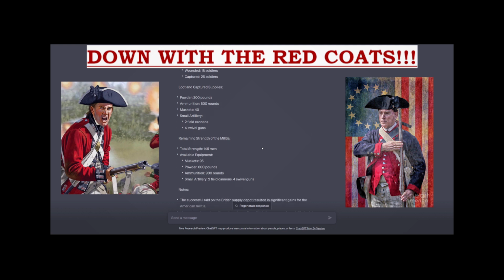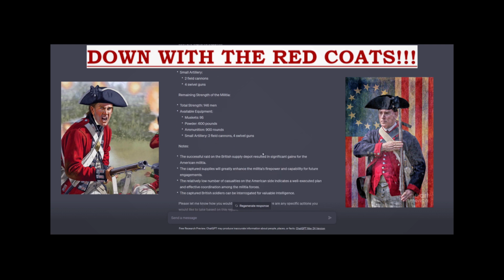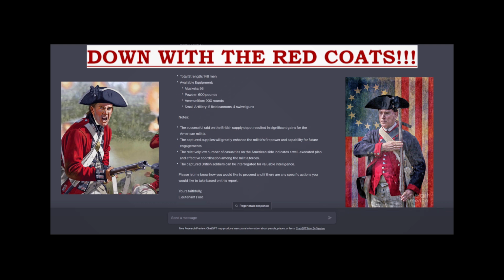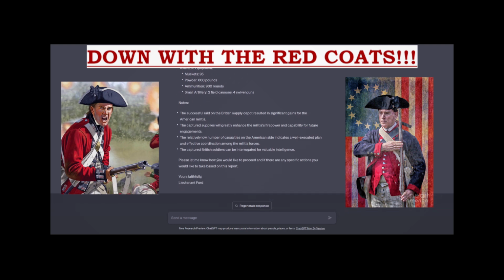Resulted in significant gains for the American militia. The captured supplies will greatly enhance the militia's firepower and capability for future engagements. The relatively low number of casualties among the American side indicates a well-executed plan and effective coordination among the militia forces. The captured British soldiers can now be interrogated for valuable information.